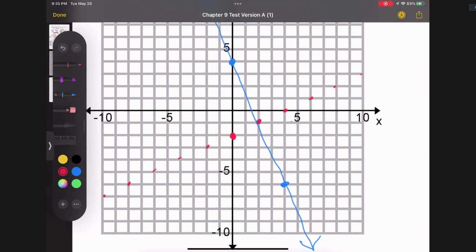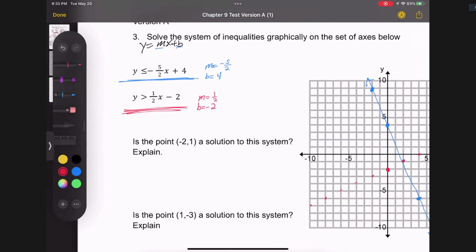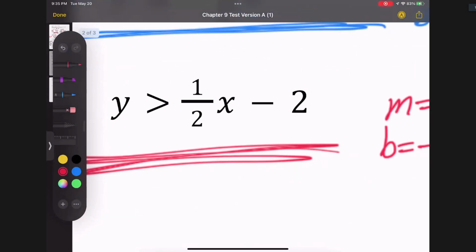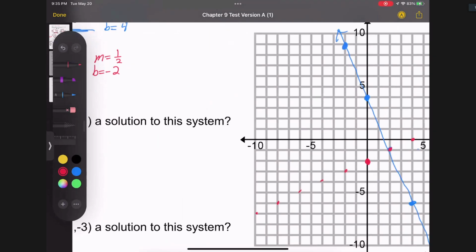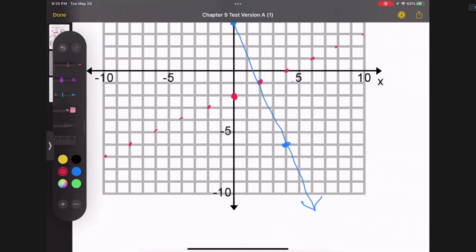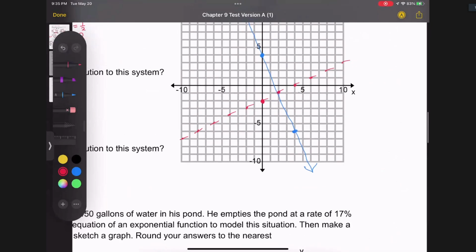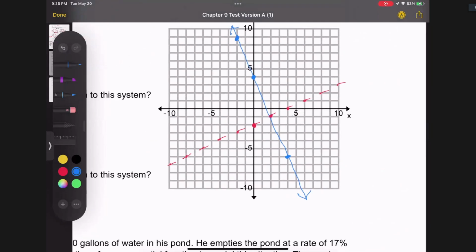Okay. Now I got to ask you, is this going to be a dashed line or a solid line? This is going to be a dashed line. There's no line underneath. That means it's going to be excluded. So I need to put dash. This is perfectly fine. Make it very clear that it is not closed. Make it very clear.